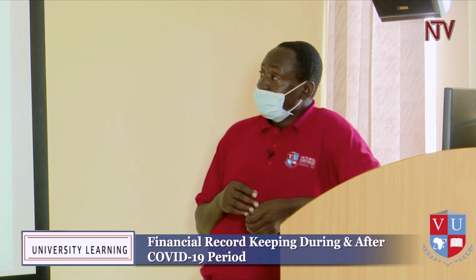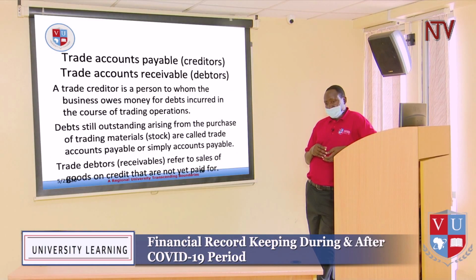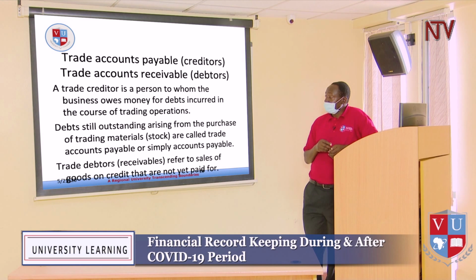And so in our records, we need to always capture these two. Who are those we owe money to? We bought on credit and we haven't paid them. Those are creditors. And those we sold to in the course of the business and they haven't paid us, whom we call the debtors or trade accounts receivable.